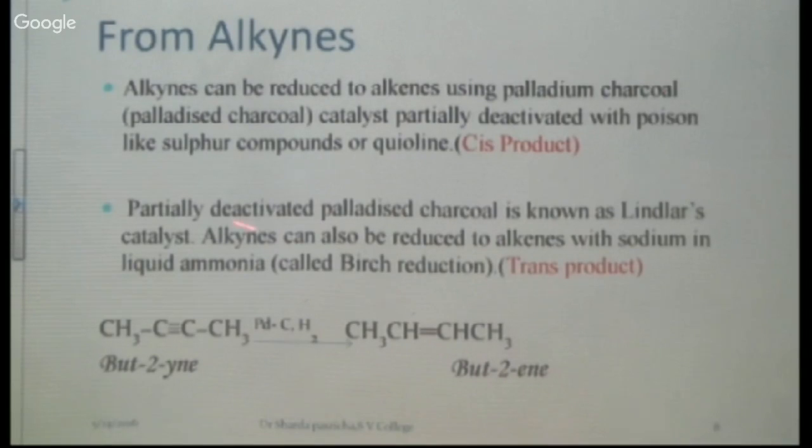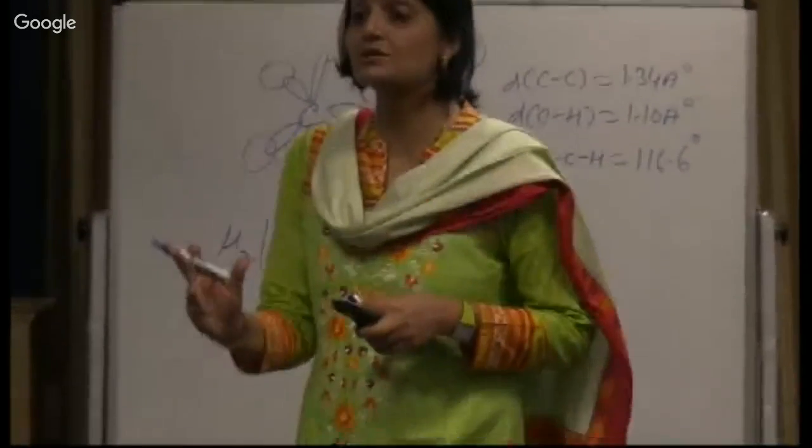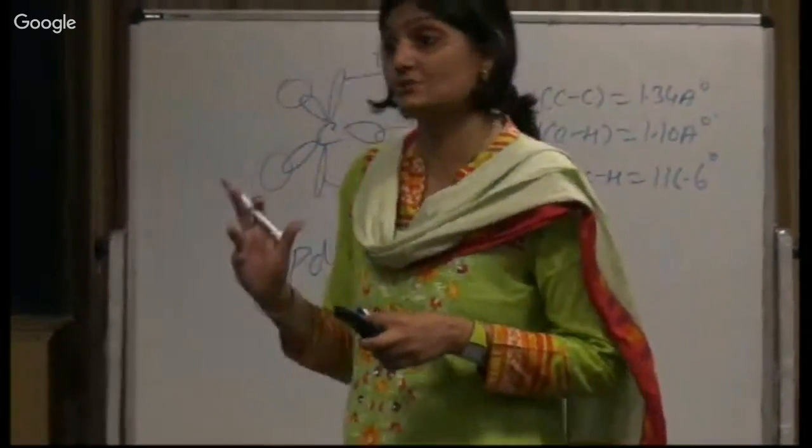The first of those catalysts is the Lindlar's catalyst. What is Lindlar's catalyst? Lindlar's catalyst is hydrogen in presence of palladium, which is precipitated on barium sulfate or calcium carbonate, and it is poisoned with either sulfur or quinoline. How does the poisoning help? The poisoning helps in controlling the reduction at the alkene stage.